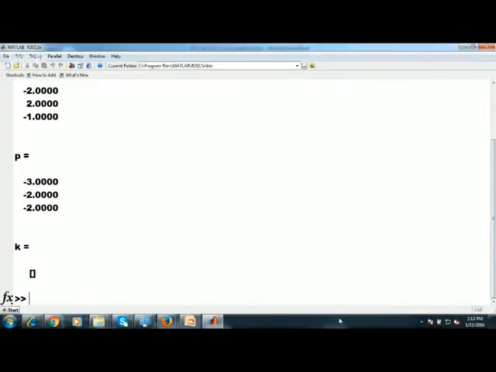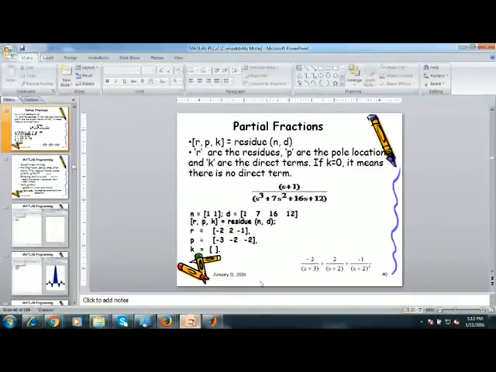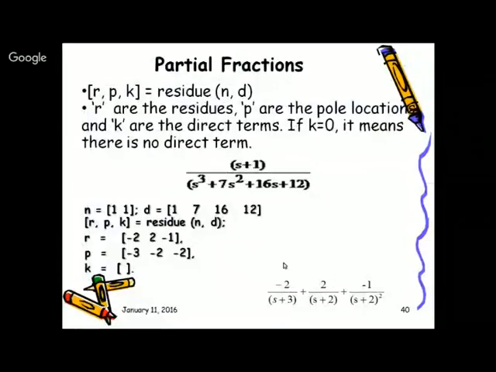Now how will we write the partial fraction? That is your job. Matlab will not do it for you. See here, we have minus 2, 2 and minus 1 as the residues, then the poles minus 3, minus 2 and minus 2. When you have equal values, you know you have to write s plus 3, s plus 2 and s plus 2 the whole square in the denominators. The fractions will become minus 2 by s plus 3, 2 by s plus 2 and minus 1 by s plus 2 the whole square.